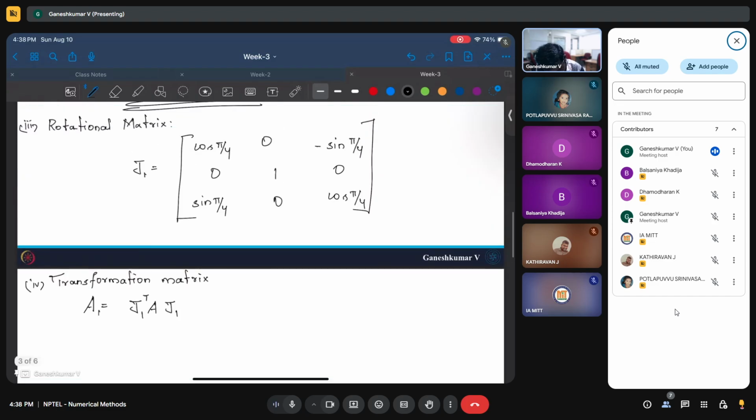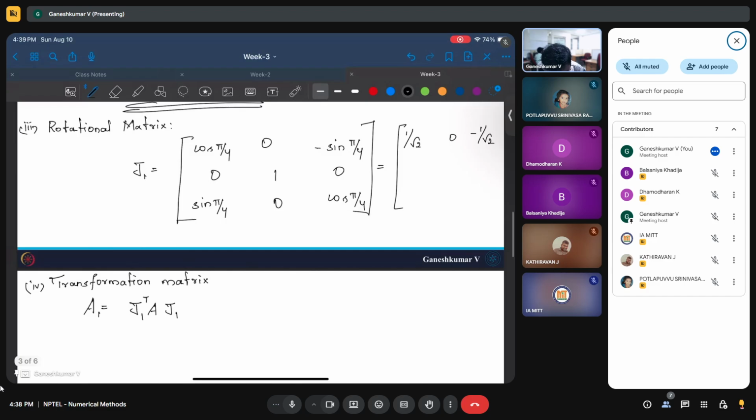All right. So what is this going to be? Cos pi by 4, I think it's 1 by root 2. 0. Sin pi by 4 is 1 by root 2, but there is a minus, so minus 1 by root 2. 0 1 0. Sin pi by 4 is 1 by root 2. 0 1 by root 2. Okay, this is your rotation matrix.